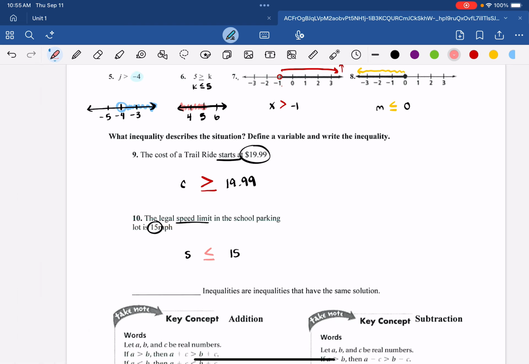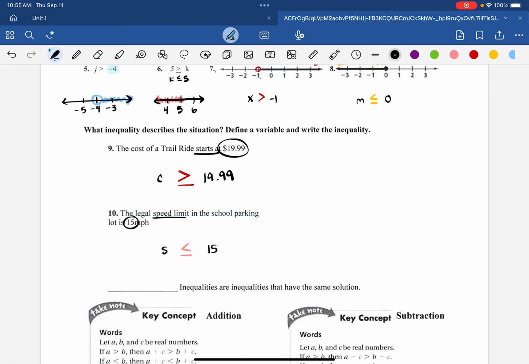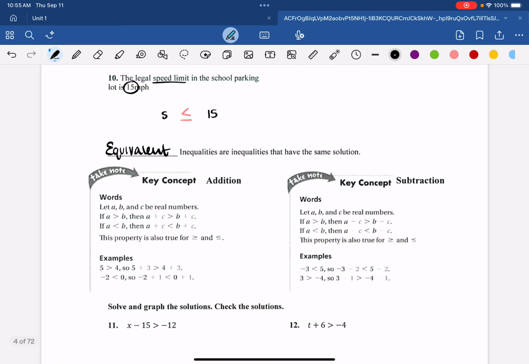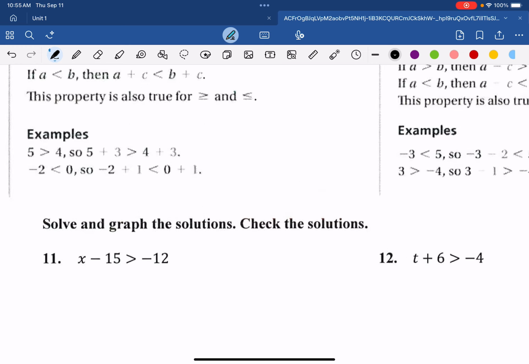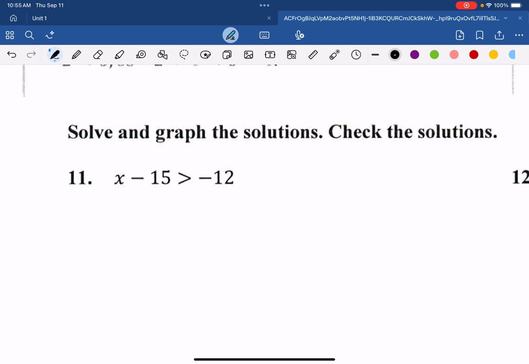Okay? All right, equivalent inequalities are inequalities that have the same solution. Okay? So when we look here, let's look at these problems down here. We might see that scenario come into play here. Okay, so basically what this means is this side, okay, is greater than -12. So x minus 15 is greater than -12.